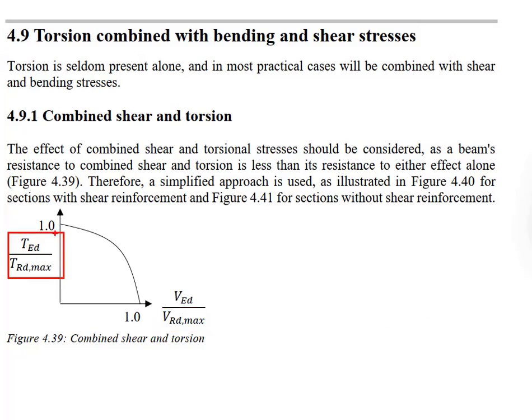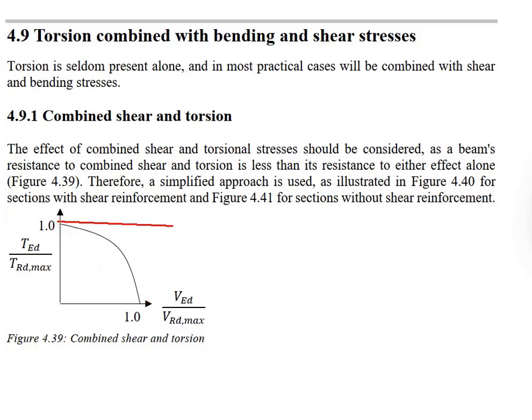When the ratio here is equal to 1.0, it means that the full capacity has been taken out by the torsional load. And when this ratio is equal to 1.0, that means the full shear strength has been taken out by the shear load. Now you see the parabolic curve here.